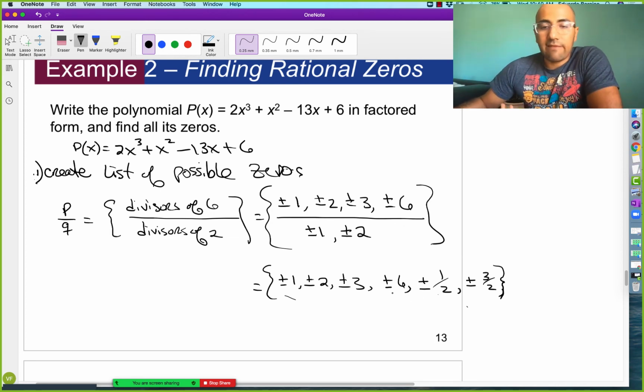I can tell that 7 is not a rational zero because it's not on the list. I can tell that 24 is not a rational zero because it's not on the list. Does that make sense?